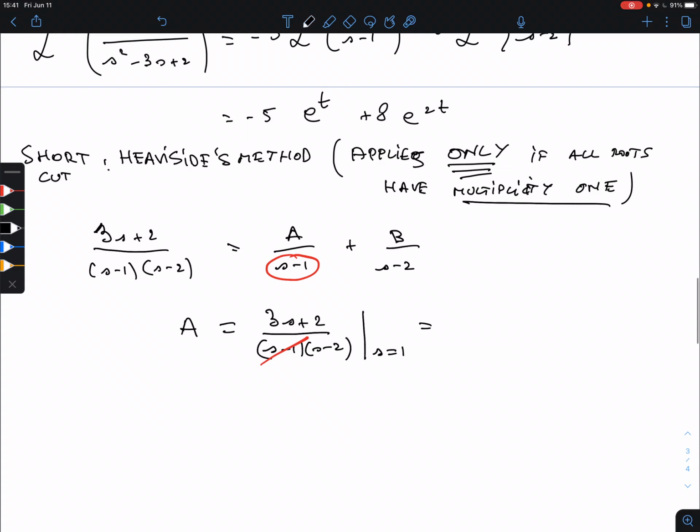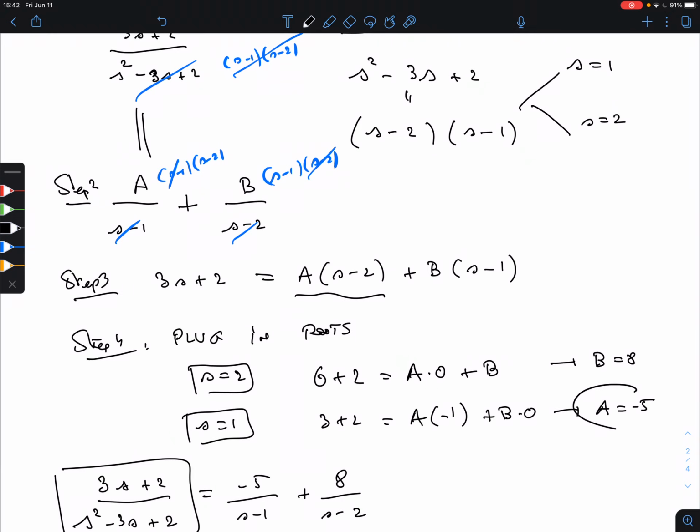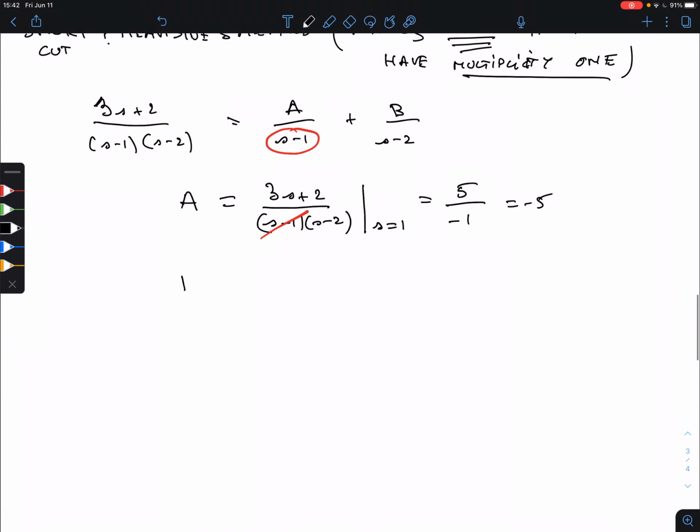Let's see what happens if I plug in. On top I get 3 plus 2, that's 5, and in the bottom I get 1 minus 2, that's minus 1, so negative 5, and that's exactly what we had, right? This is my A. And the same for B. So B is equal to 3s plus 2 over s minus 1 times s minus 2, but you cancel the s minus 2 and you plug in s equals 2, and then you get 3 times 2 plus 2, that is 8, over 2 minus 1, that is 1, so 8, and that's exactly what we found.